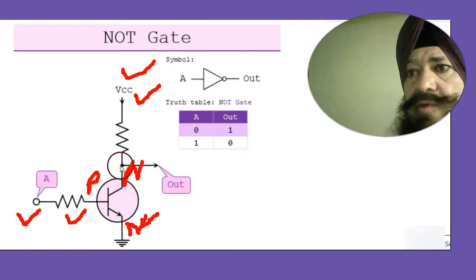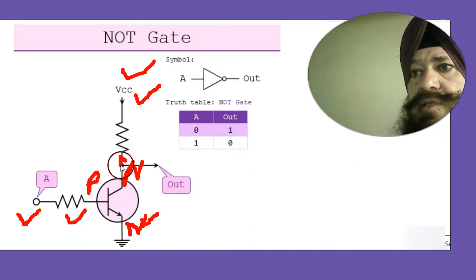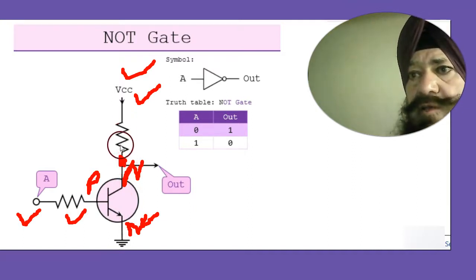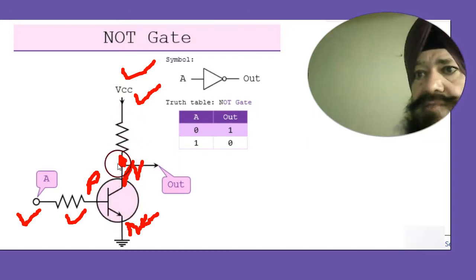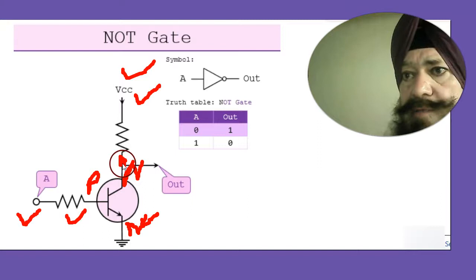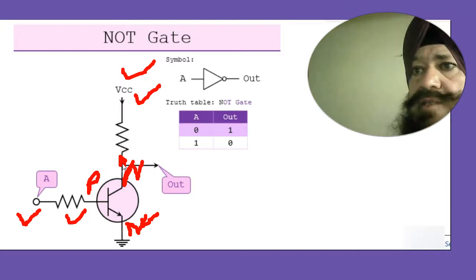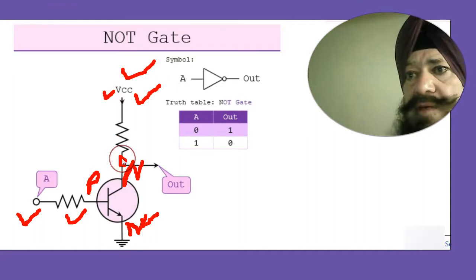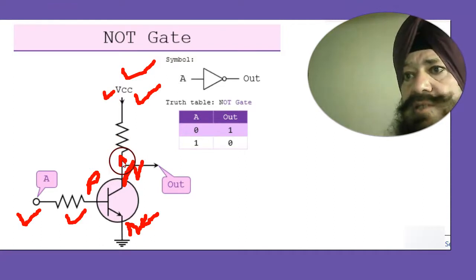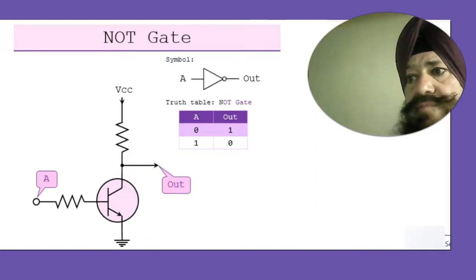Or simply you can say that because there is no forward biasing, no current is flowing through the resistance and through the transistor. That means this point will be at high potential. Whatever this potential is, the same potential will be here. So this will be at high potential.